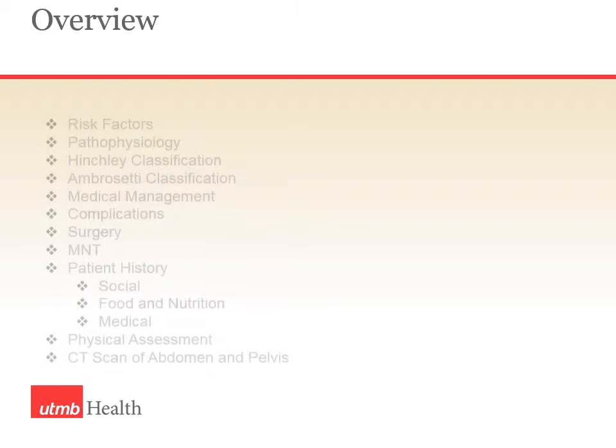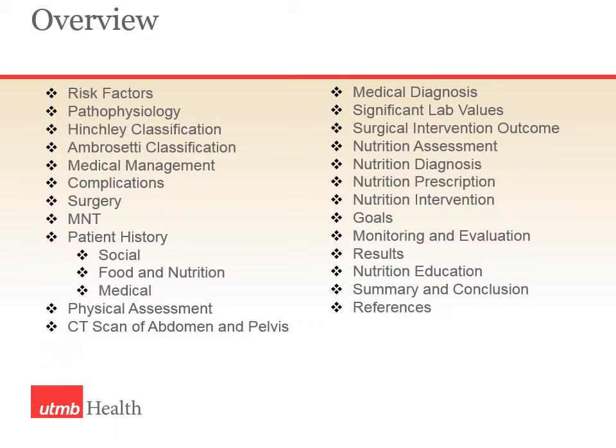An overview of the topics that we are going to cover includes risk factors, pathophysiology, Hinchley classification, Ambrosetti classification, medical management, complications, surgery, MNT or medical nutrition therapy, the patient history, including social, food and nutrition, and medical history, the physical assessment, the results of the CT scan of the abdomen and pelvis, the medical diagnosis, significant lab values, surgical intervention outcome, nutrition assessment, diagnosis, prescription, and intervention, goals, monitoring and evaluation, results, nutrition education, the summary and conclusion, and references.